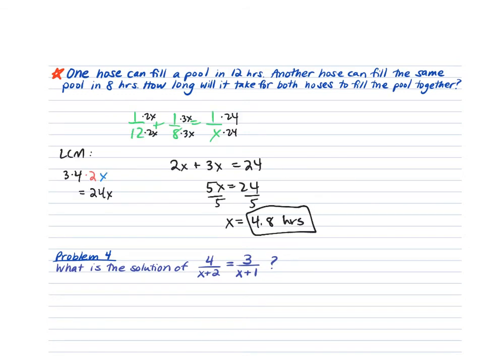Okay, hopefully you got 4.8 hours. So you just need to find the LCM of 24x, make the denominators all 24x, and then just deal with the numerators and solve for x, 4.8 hours.